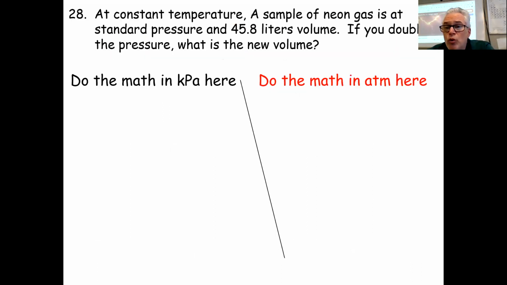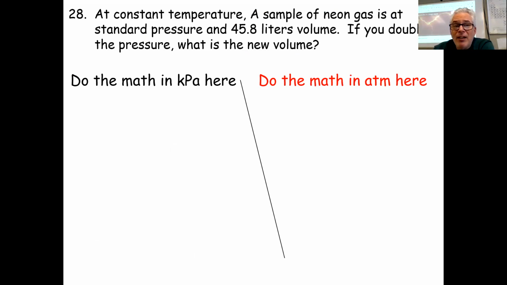Now, we're going to do the same math problem two different ways. We're going to do the math in kilopascals. We're going to do the math in atmospheres. You're going to see to make sure this makes perfect sense. It says at constant temperature, we can just cancel the temperatures in the formula. We don't even know what the temperature is. So we're going to use P1 V1 equals P2 V2.